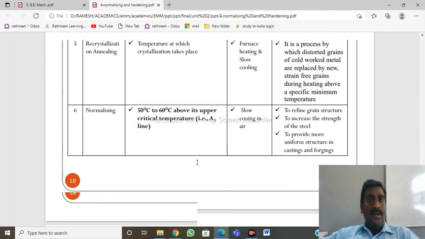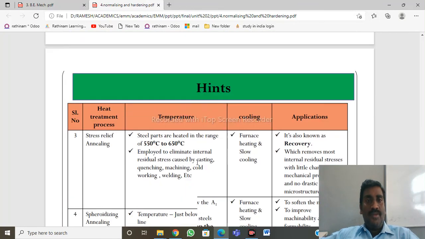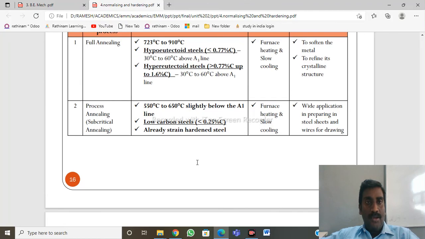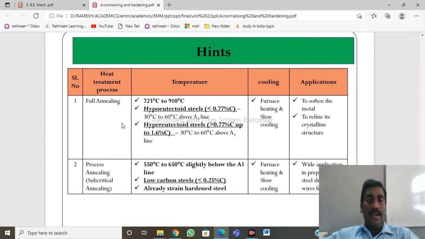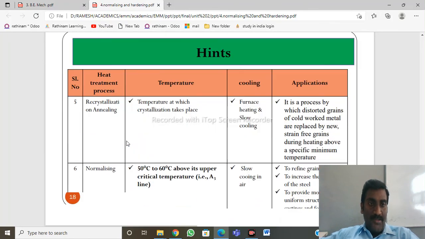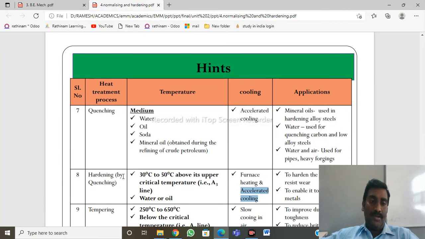So these are all the major important hints that we have to keep in mind while considering annealing, normalizing, tempering, and hardening processes.